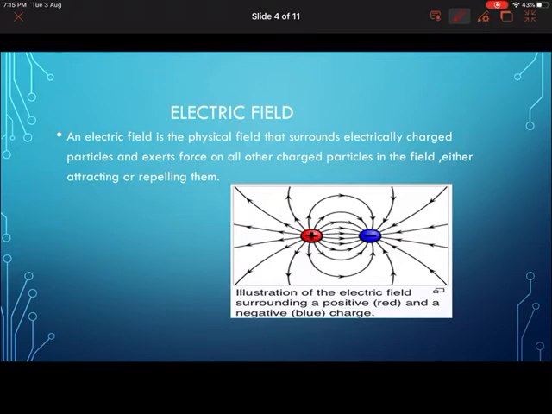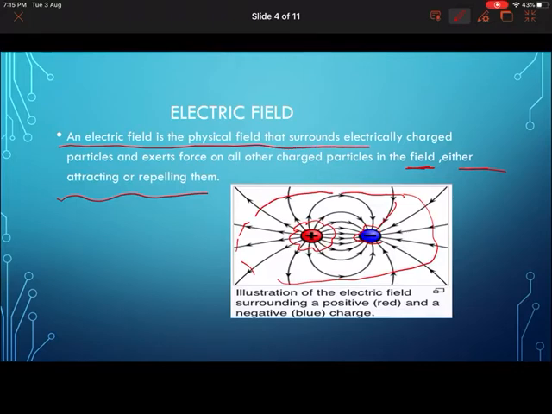We spoke about the electric field in the wave. What is an electric field? An electric field is the physical field that surrounds electrically charged particles. These are the charged particles, and this is the field. These lines are coming out and in. These are the lines that represent the electric field, either attracting or repelling. So an electric field exerts a force on all other charged particles, either by attracting or repelling them.